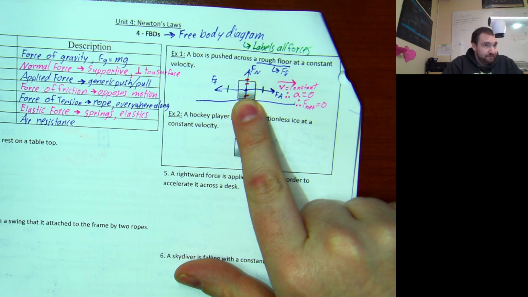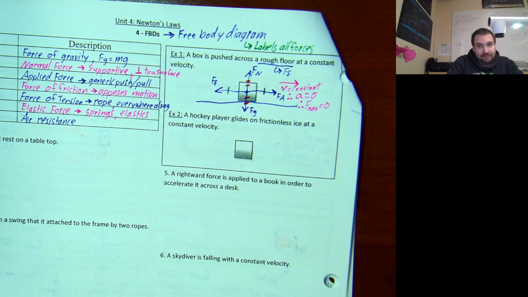You want me to bring up that motion applet again? No, I get it. Right.